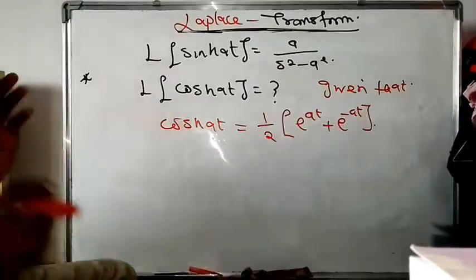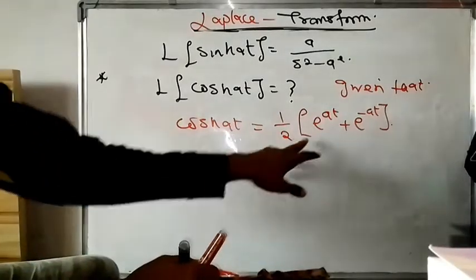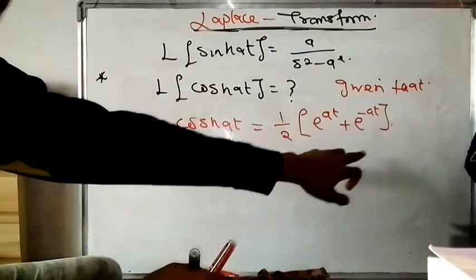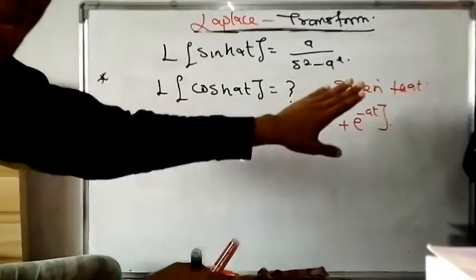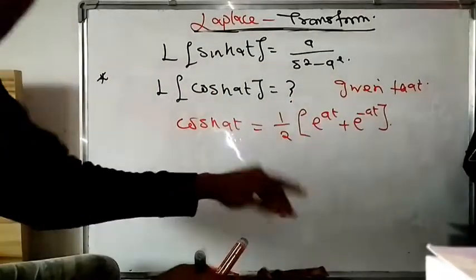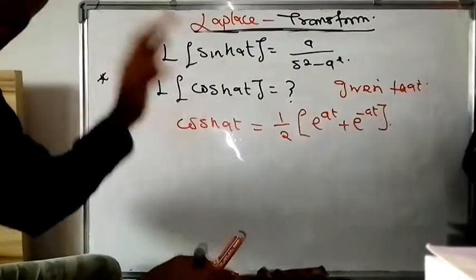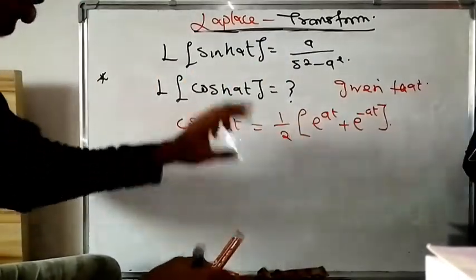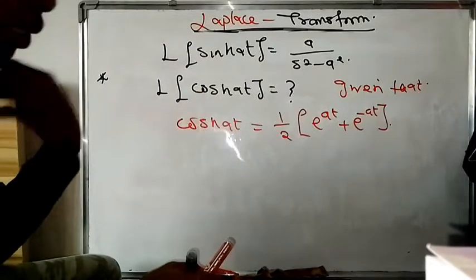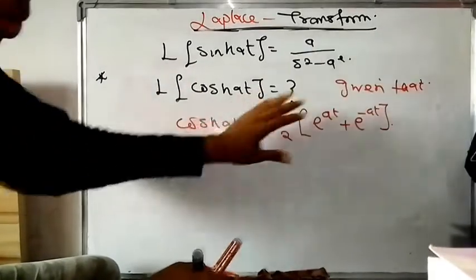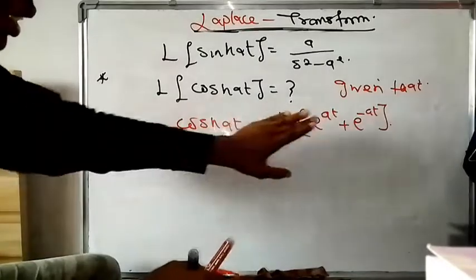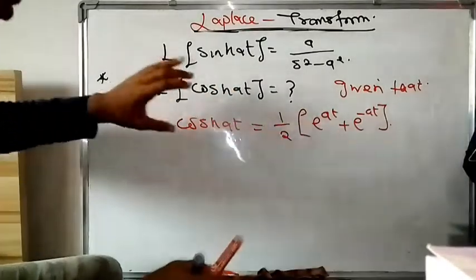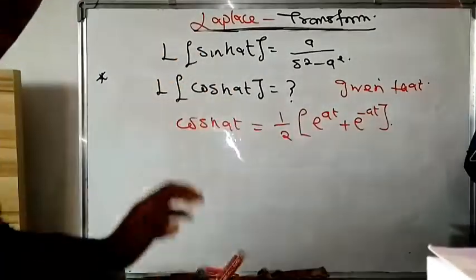So before we proceed, cosh at is 1 over 2 times exponential at plus exponential minus at. This is the representation of a hyperbolic function. It has been derived; it's not something that was made up. It was derived from the series of hyperbolic functions. I don't think it's necessary to show how they derived it, you just need to know that this is equal to this. Now we're going to use this to get the Laplace of cosh at.